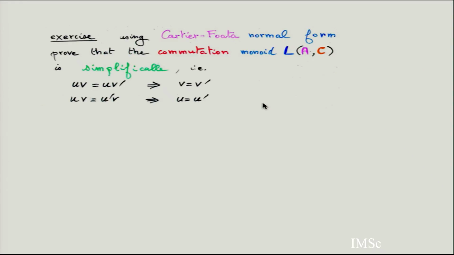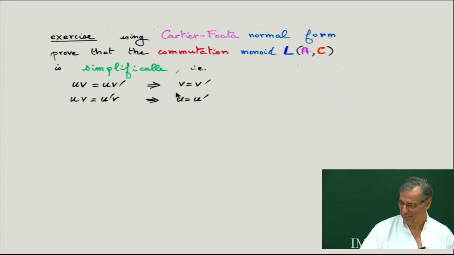One exercise. It's difficult to give an exercise straight away, but using the Cartier-Foata normal form, prove that the commutation monoid, how do you say in English? You can simplify from left or right. If you have a product UV equal UV prime, then V equal V prime. Cancellation, simplifiable in French. You can cancel on the left or you can cancel on the right.